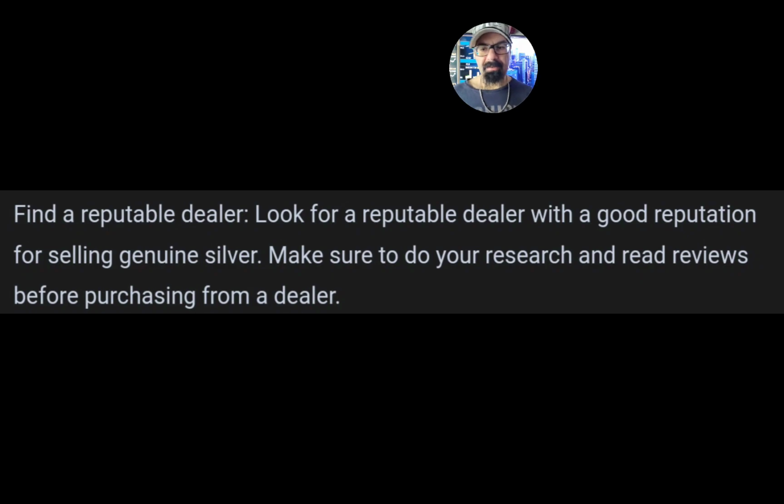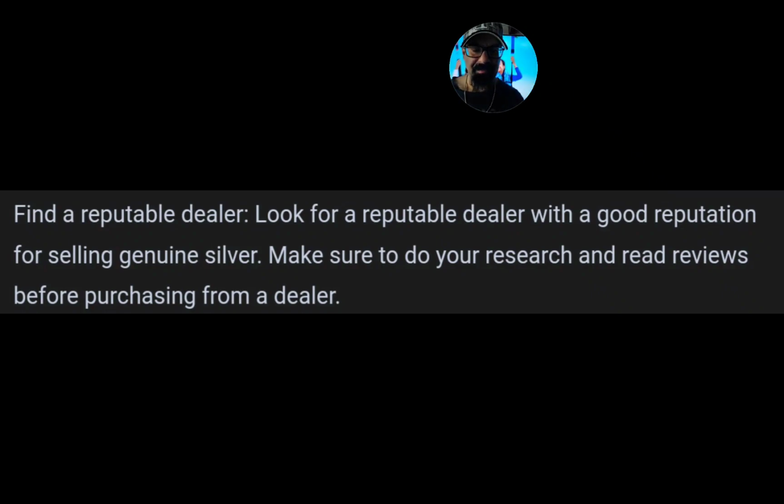Look for a reputable dealer with a good reputation for selling genuine silver. Make sure to do your research and read reviews before purchasing from a dealer. The other one that I could advise you is to use Scottsdale Mint. And you can actually buy it with your crypto as well, and that's why I use Scottsdale Mint.